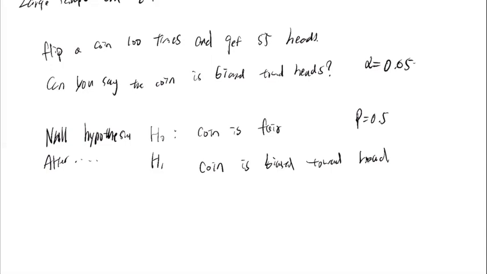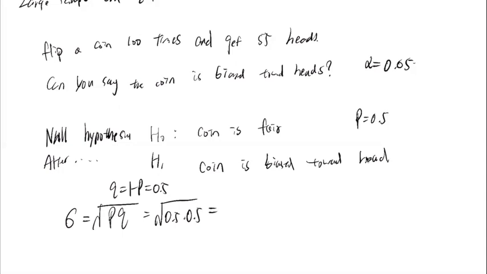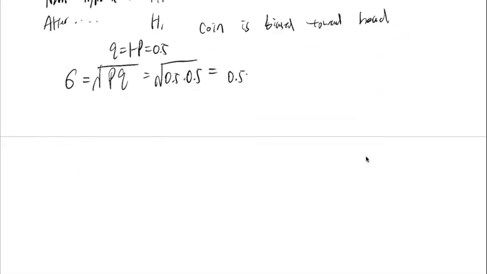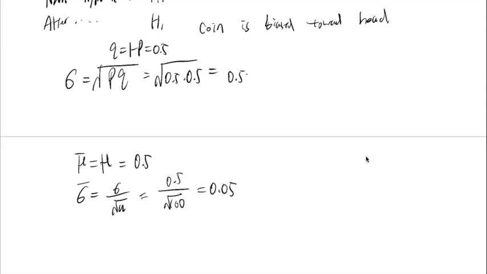If we want to calculate the population standard deviation, sigma, we treat the coin as fair. So the standard deviation is the square root of PQ, where Q is 1 minus P. In this case, it's the square root of 0.5 times 0.5, which is 0.5. The central limit theorem tells us that the mean equals the population mean, which is 0.5, and the standard deviation equals the population standard deviation divided by the square root of n, which is 0.5 divided by the square root of 100, because we're doing 100 flips. So that is 0.05.